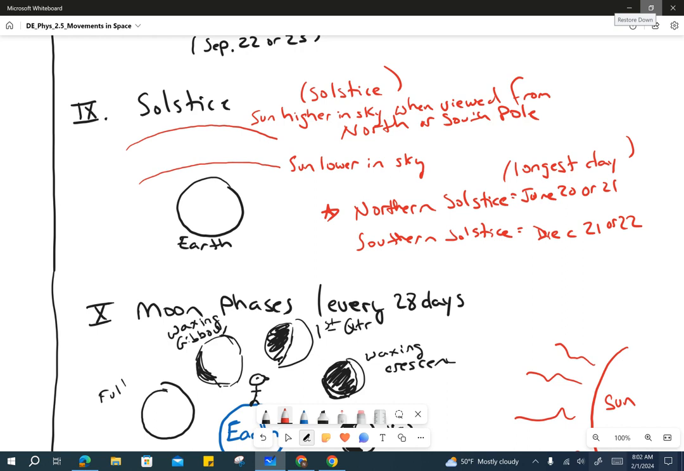Solstice refers to how high the sun is in the sky when you look up. You can see that you have a northern solstice, your own longest day. It goes from January 20th or 21st. You also have a southern solstice, and that occurs December 21st or 22nd. Your southern solstice is where the sun is going to be riding low in the sky. Your northern solstice is going to be riding high. Okay, summer solstice versus winter solstice.